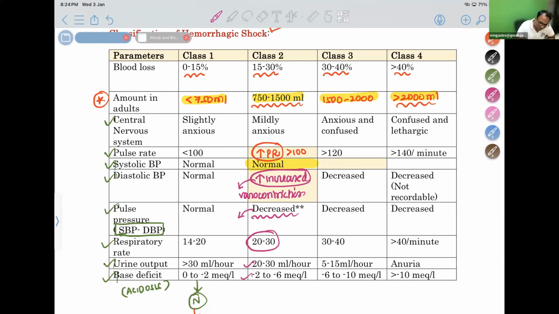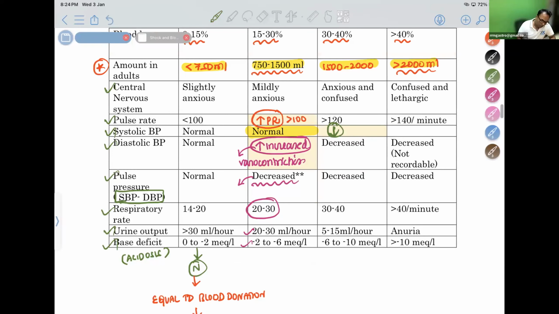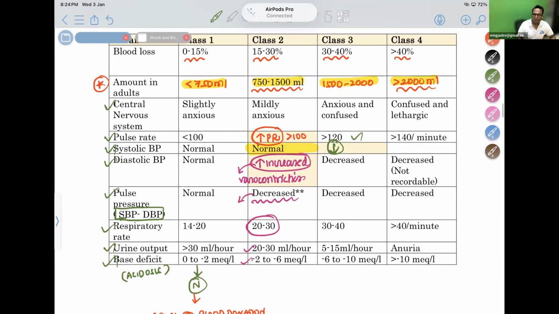So when will the systolic BP decrease? Systolic BP decreases from class 3 shock. Please don't forget, systolic BP decreases from class 3 shock. Pulse rate still increases. Diastolic BP now decreases because it cannot compensate for more than 30% blood loss.